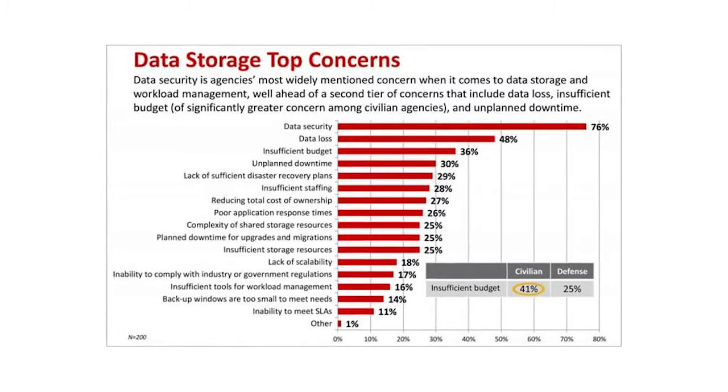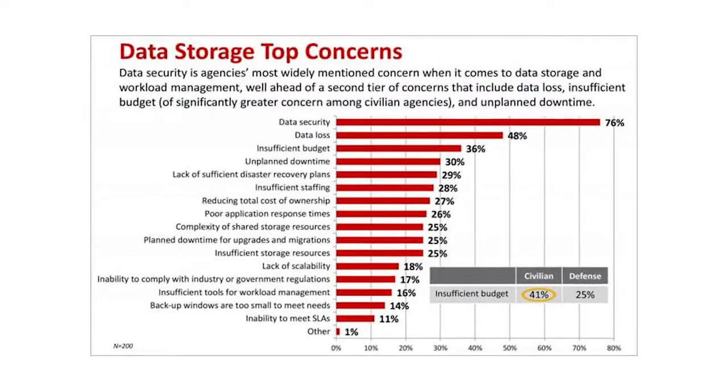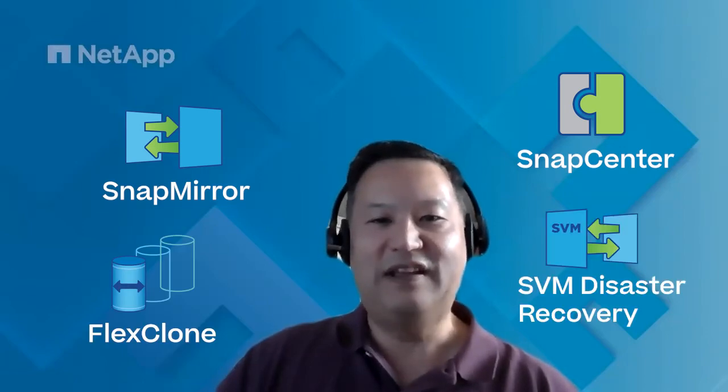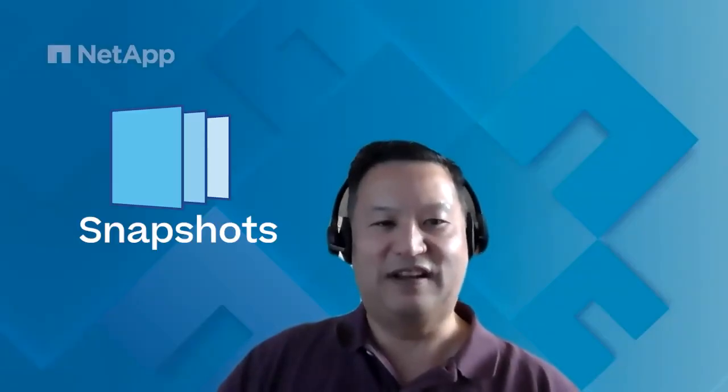According to a recent survey by the Armed Forces Communications and Electronics Association, data security and data loss top the list of data storage concerns for many organizations today. Whether we use SnapMirror, SnapCenter, FlexClone, SVM disaster recovery, SnapLock, or some other data replication or archive solution, the foundation for all of these is ONTAP Snapshot technology, and that is the focus of our discussion today.